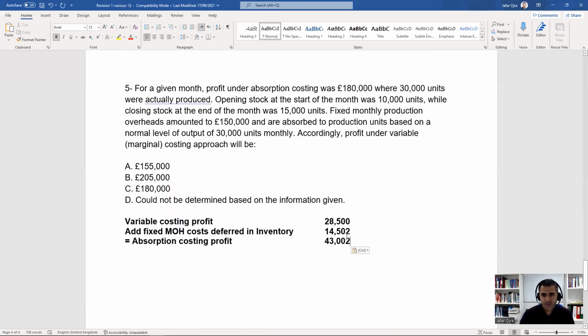Here we go. So basically, we don't know that. That's what the question asks you, isn't it? They want the variable costing profit. You need to add the fixed manufacturing overhead cost deferred in inventory. So now we need to find out what the closing inventory is.